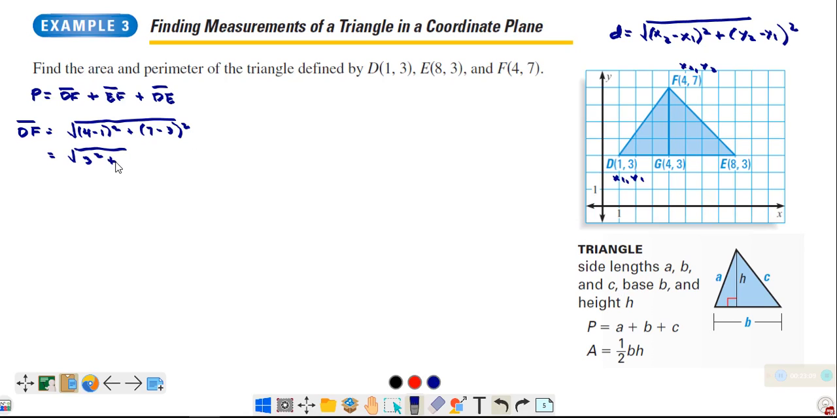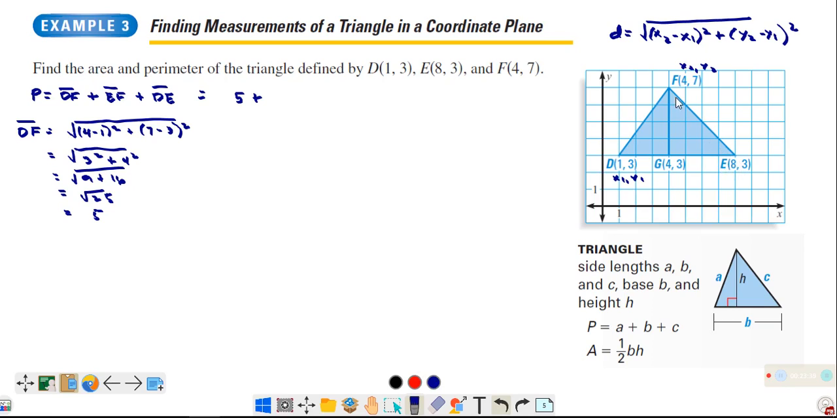7 minus 3, meron kang 4. 4 squared. So, you're going to end up with 9 plus 16 is equal to square root of 25. You will end up with 5. So, meron na tayong measurement ni DF which is 5. That is 1. Kunin natin si EF.